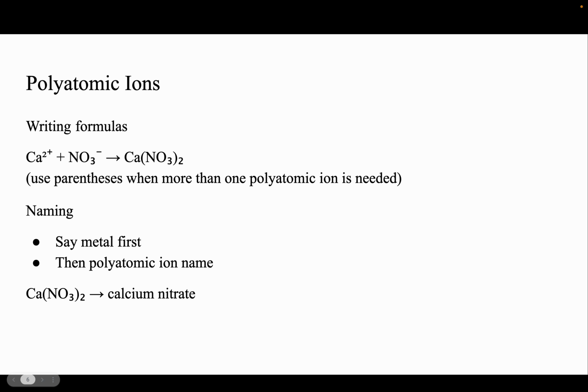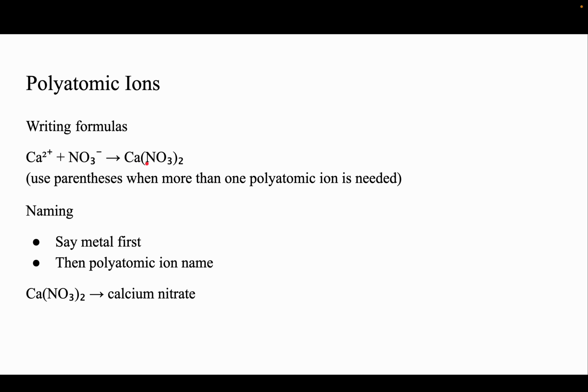So now we're discussing polyatomic ions. You can find all of the necessary polyatomic ions on the back of your equation sheets, on the back of your periodic table that is provided in class. And essentially, when you write these formulas, it's the same concept. You have calcium plus this polyatomic ion, crisscross method, and you get calcium and this polyatomic ion with calcium's 2 charge. Use parentheses when more than one polyatomic ion is needed.